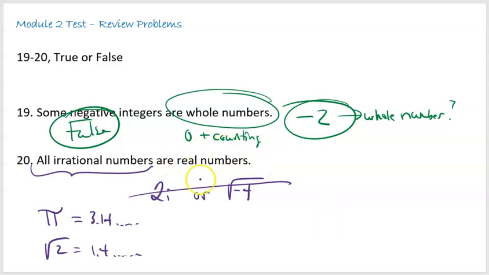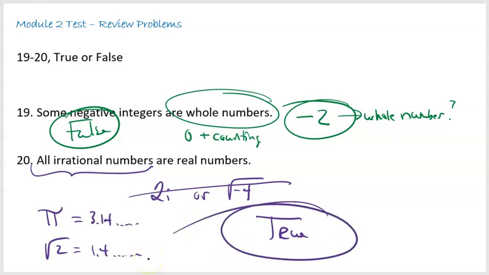As a matter of fact, the definition of real numbers is all of the rational and irrational numbers. So this is a true statement. And really, this just depends on your knowledge of number systems. And we talked about it in the first chapter that we did in this class, which was just dealing with sets.